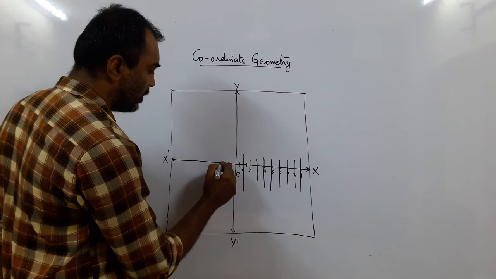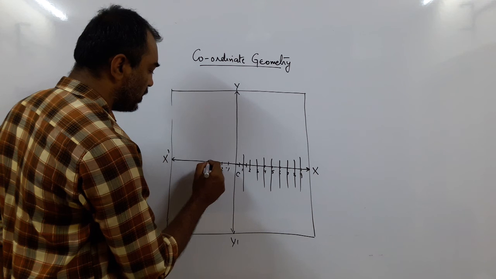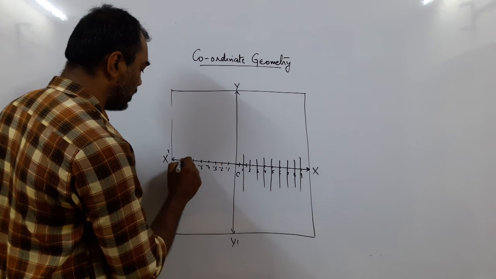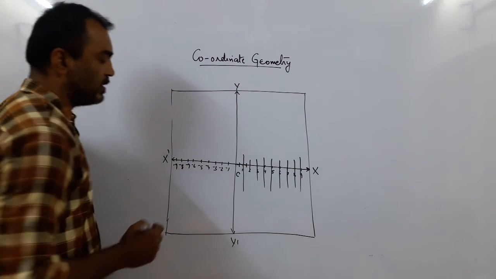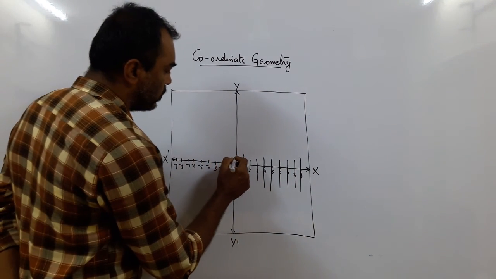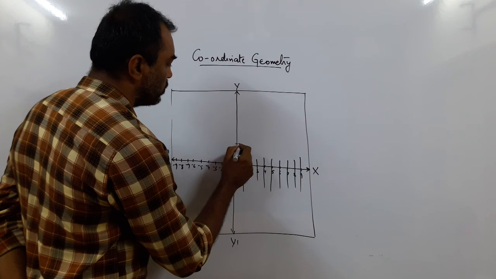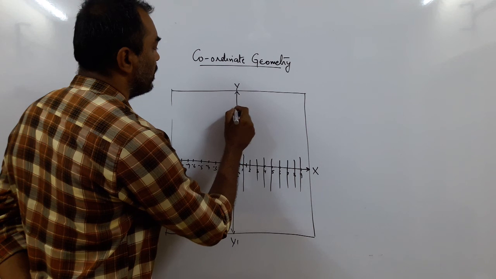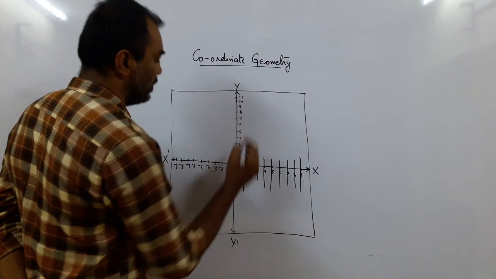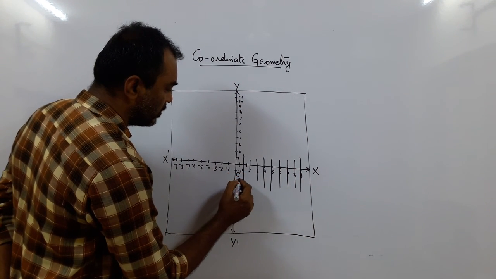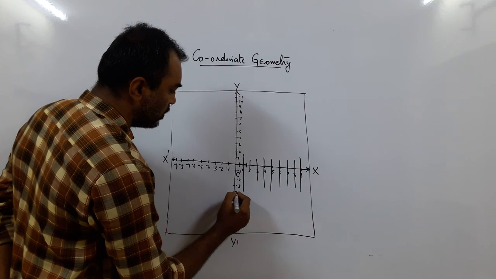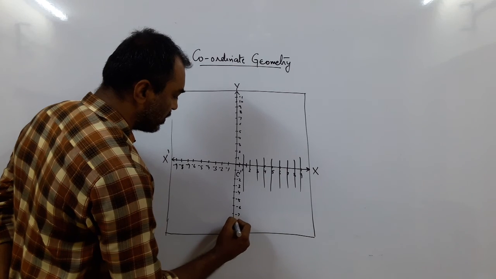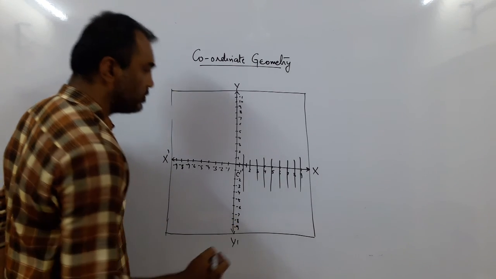Similarly, on the negative side, -1, -2, -3, -4, -5, -6, -7, -8, -9. On the top you will go 1, 2, 3, 4, 5, 6, 7, 8, 9, 10, 11, and here at the bottom you get the numbers -1, -2, -3, -4, -5, -6, -7, -8, and -9.